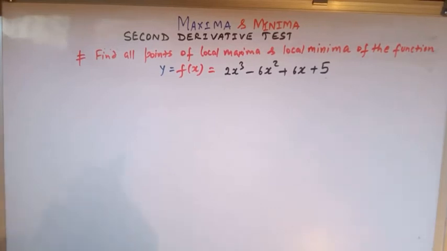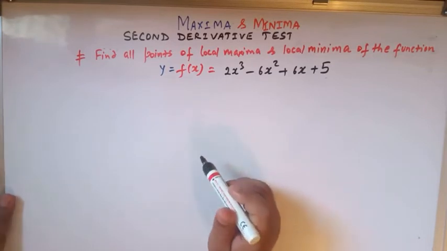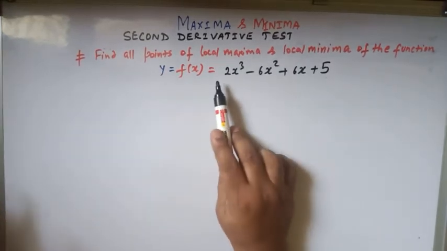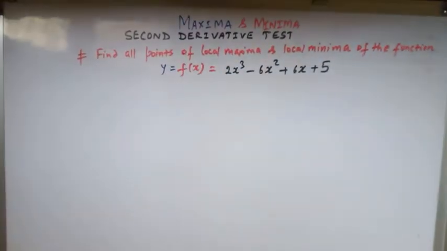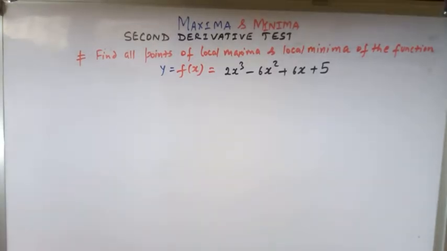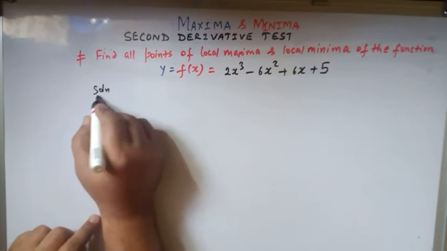Now viewers, let us take this third problem. Find all points of local maxima and local minima of the function y = f(x) = 2x³ − 6x² + 6x + 5. Clear? Now we'll find the points of local maxima and local minima by using the second derivative test. Clear? So let us solve this problem.